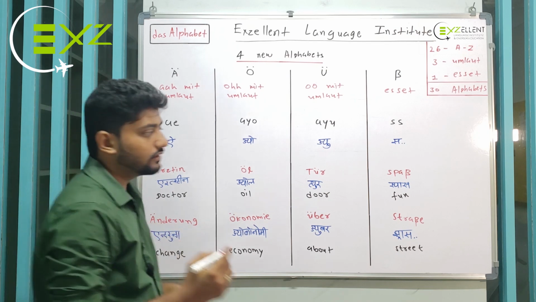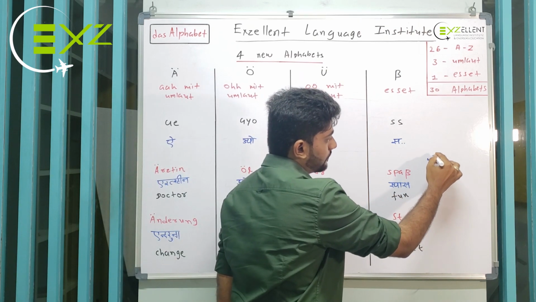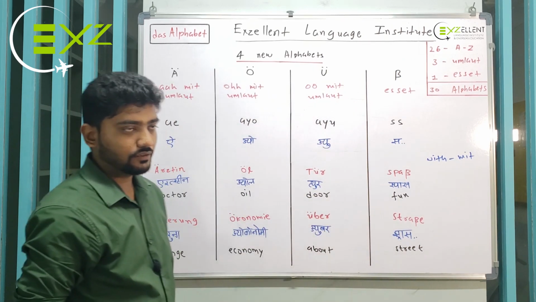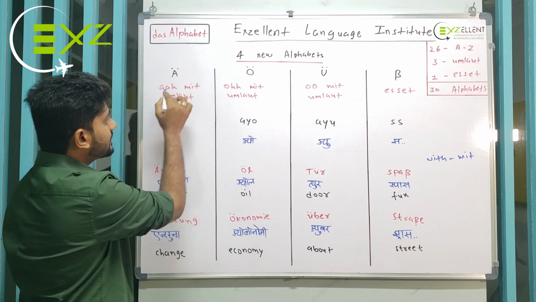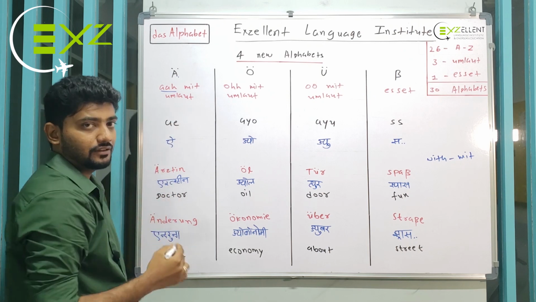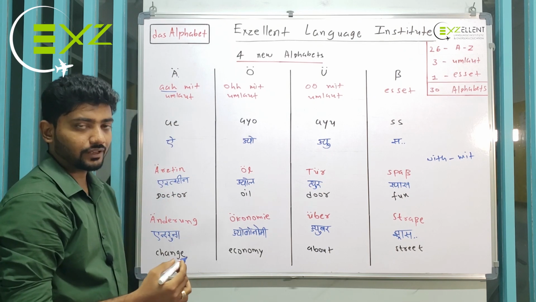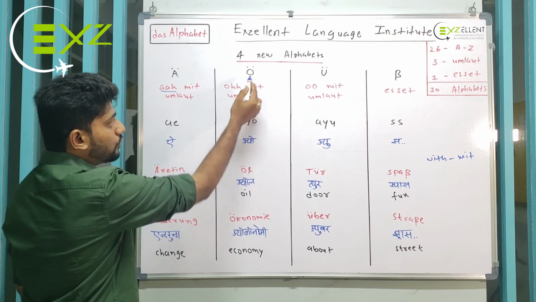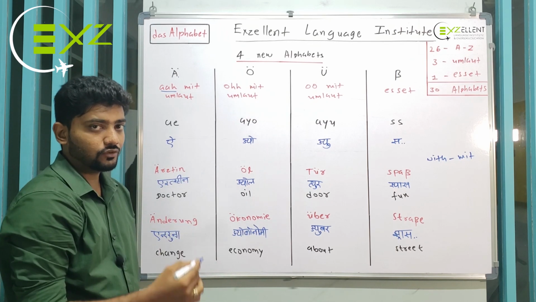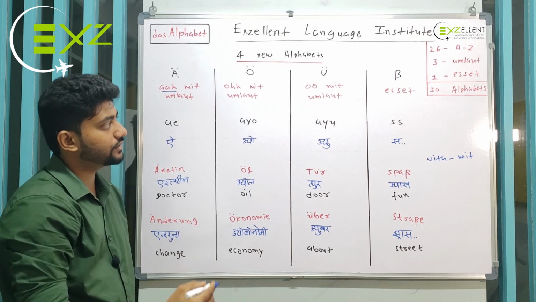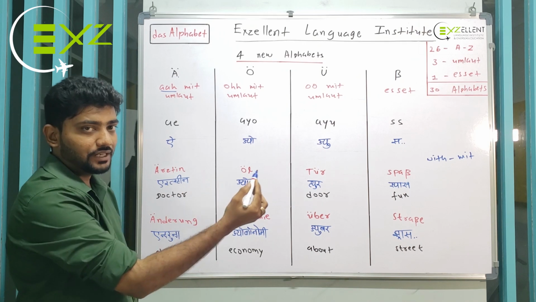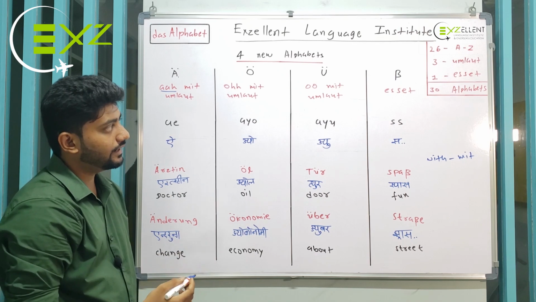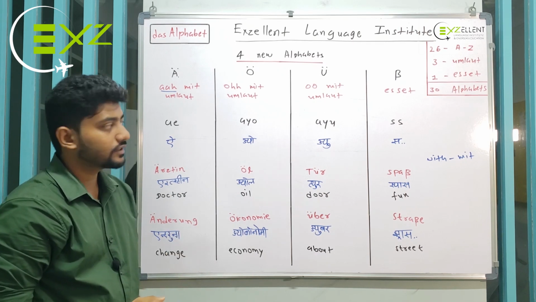So "with" in German language we call it as mit. So we can say A mit umlaut, A with points. Here O mit umlaut, O with points. U mit umlaut, U with points. And the last one is esset.